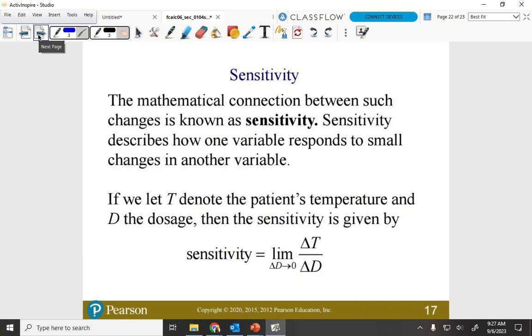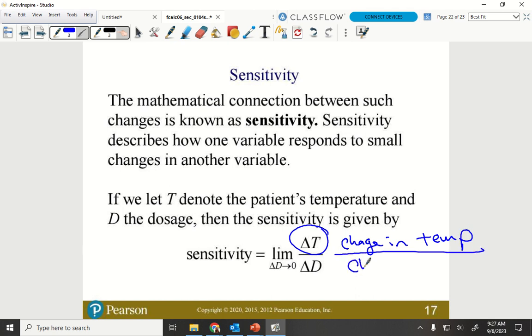The mathematical connection between such changes is known as sensitivity. Sensitivity describes how one variable responds to small changes in another variable. If we denote T as a patient's temperature and D as the dosage, then the sensitivity is given by delta T over delta D. So that's the change in temperature over the change in drugs. That's what that means.